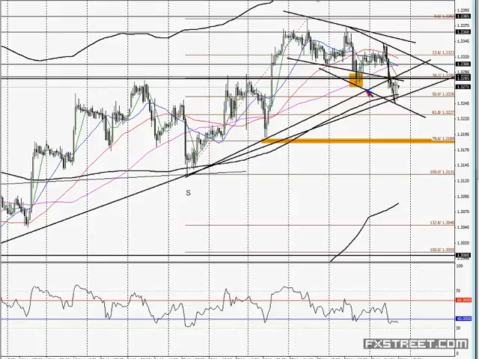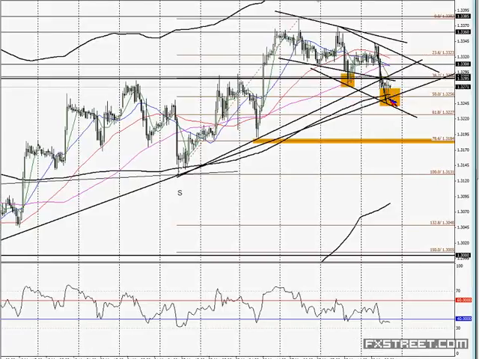So now we're testing a second key cluster of support. You have 3 support factors here: a rising trend line, your 200-hour moving average, and your 50% retracement level. So at the moment, you do see some support there. And this came after the market slowed down ahead of the jobless claims data at 8:30 a.m. Eastern Time. And since that data came out, the market has been rejecting the downside.